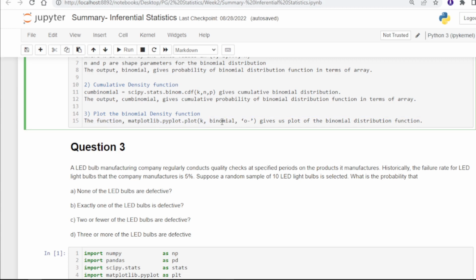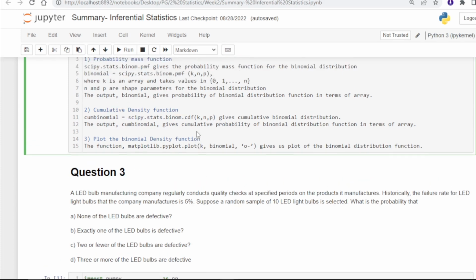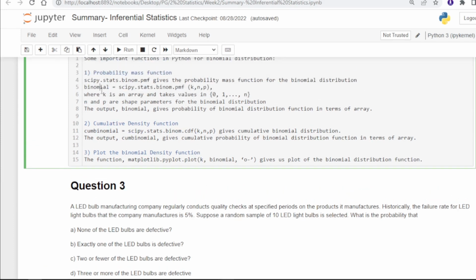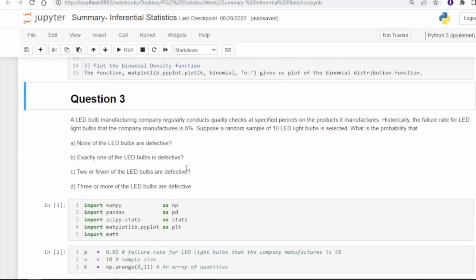And the next thing we have is plotting the binomial distribution function, so we use them together. We use the function matplotlib.pyplot.plot, in which we pass k, again the same value, and we pass the binomial that we get from PMF, and we write it as 'o-'. So the total syntax gives us a plot of the binomial distribution function.